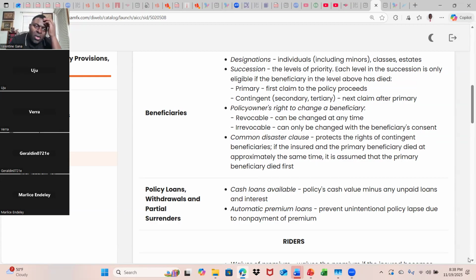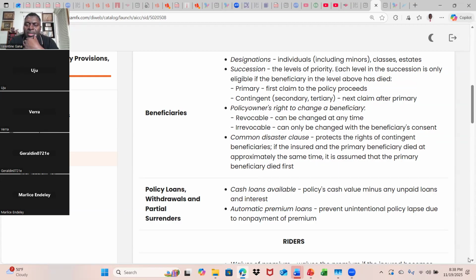There's also what they call a contingent beneficiary. A policy is going to have a primary beneficiary and a contingent beneficiary. A contingent beneficiary is the person who inherits the assets of the policy when the primary beneficiary is no longer alive.